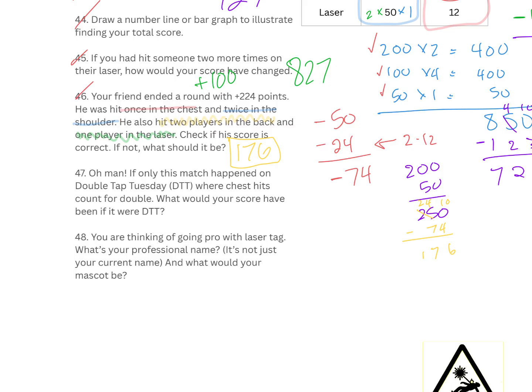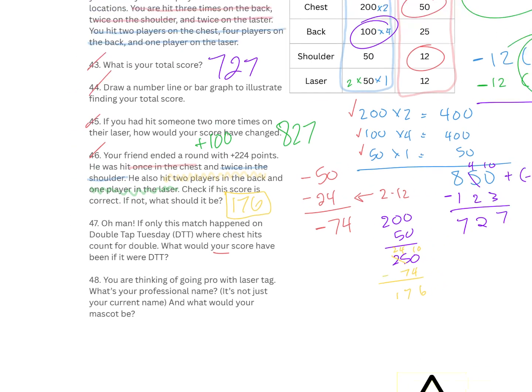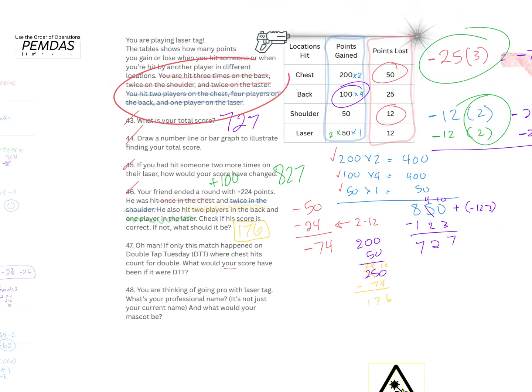All right. Oh man, if only this match had happened on Double Tap Tuesday. DTT, where chest hits count for double the points. What would your score have been if it were Double Tap Tuesday? So this is what you want to think back to. If somehow you were thinking here, I mean, that says your friend, and we want to know what your score would have been. I don't think you would have gotten that confused, but hey, you never know.